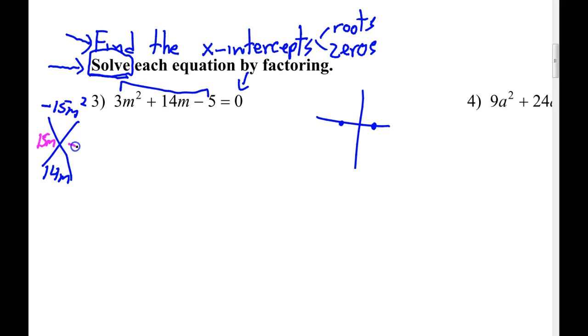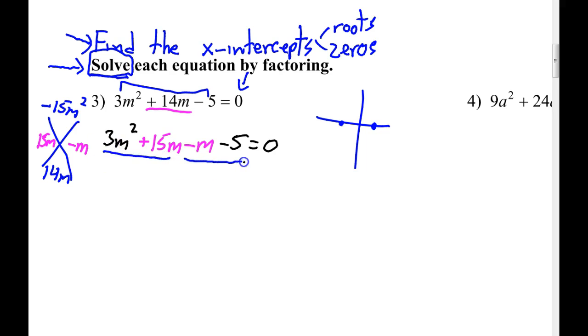15m and negative m, right? So there were two ways of doing that. You can do the factor by grouping, right? Replace 14 with 15 minus 1, same as 14. And then you ask, what's the GCF for the first two, and what's the GCF for the second two? And whatever was in the parentheses had to be the same, right?